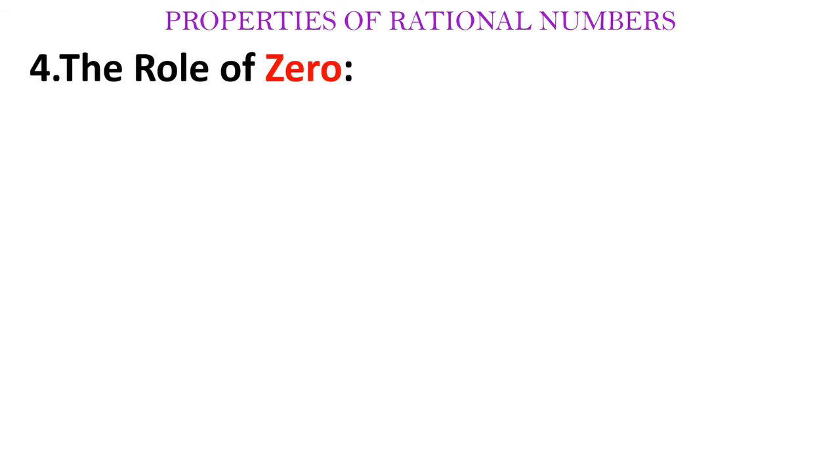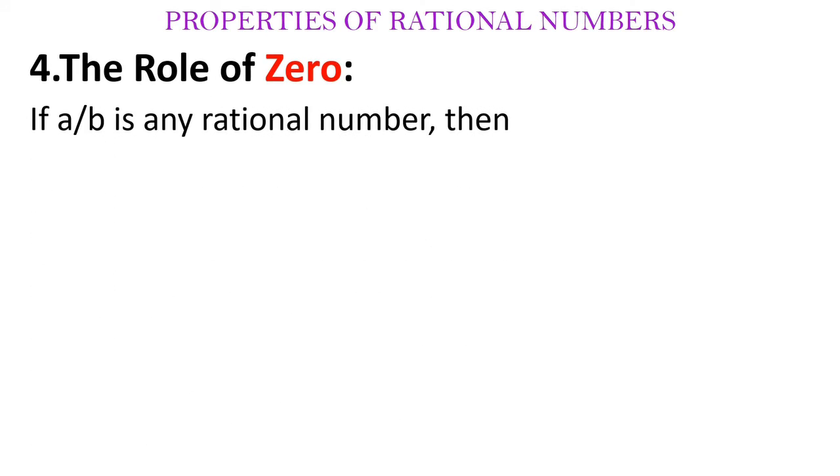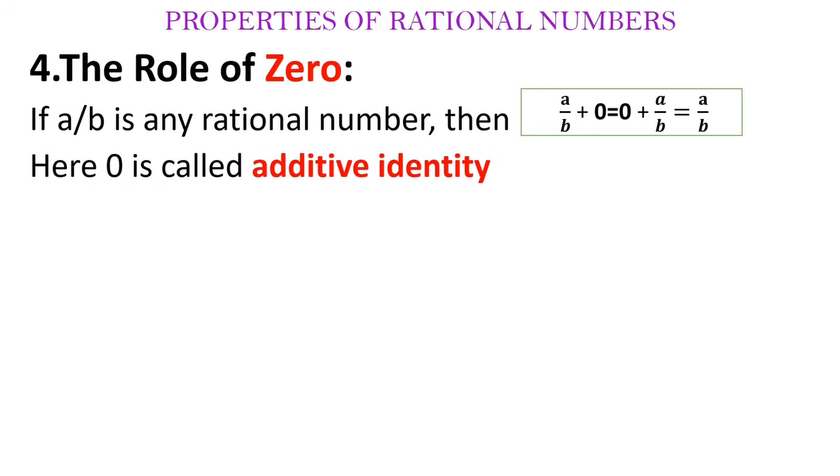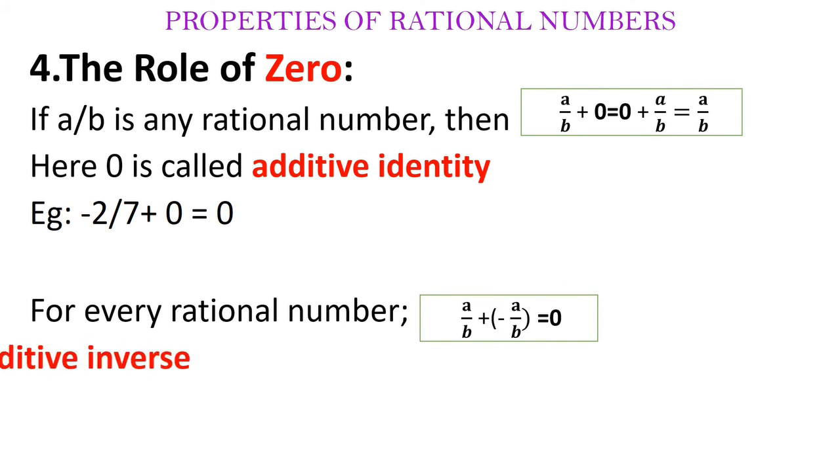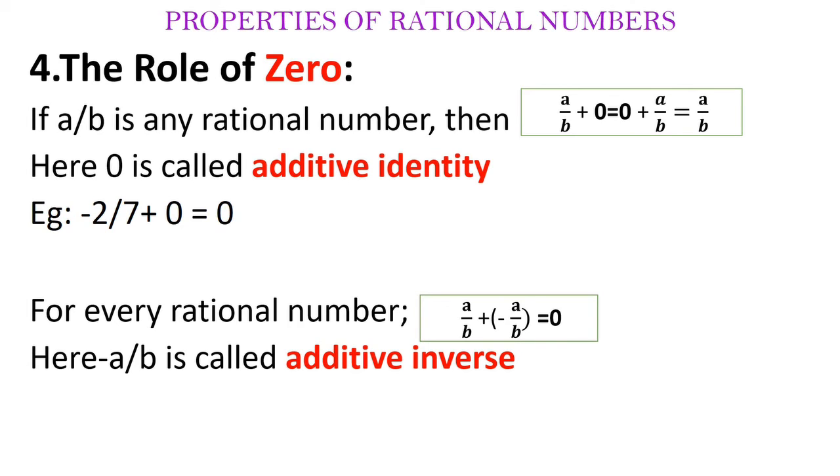The role of 0. If a/b is any rational number, then a/b + 0 is equal to 0 + a/b is equal to a/b. Here 0 is called the additive identity. When we add a rational number to 0, we get the same rational number. Example, minus 2/7 plus 0 is equal to minus 2/7. For every rational number, a/b + (minus a/b) is equal to 0. Here minus a/b is called the additive inverse.